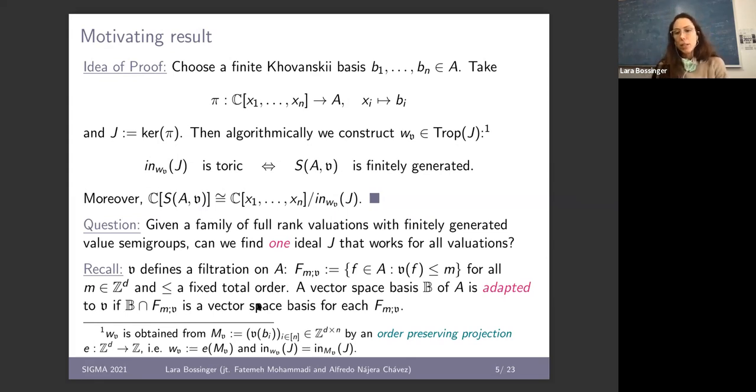A vector space basis of the algebra is adapted to the valuation if the intersections of the bases with these subvector spaces still are bases for all the vector spaces, all the filtered pieces. And this is a key ingredient for all the following constructions.